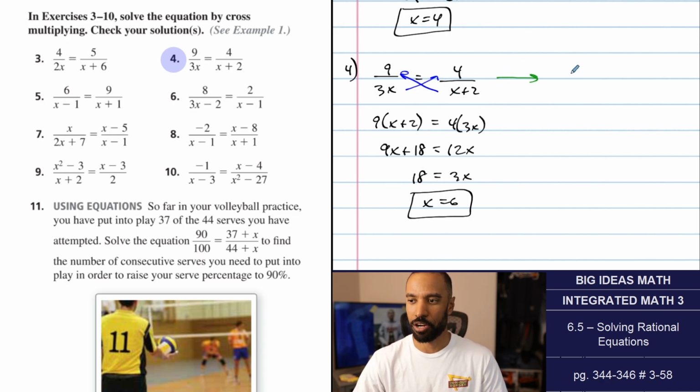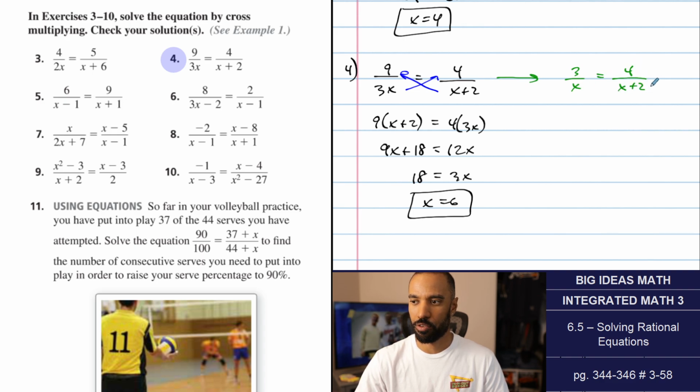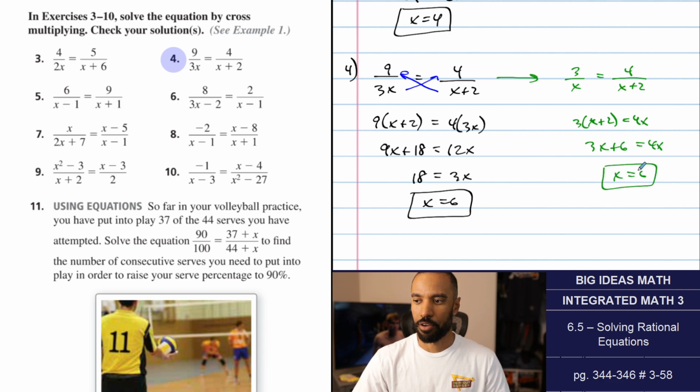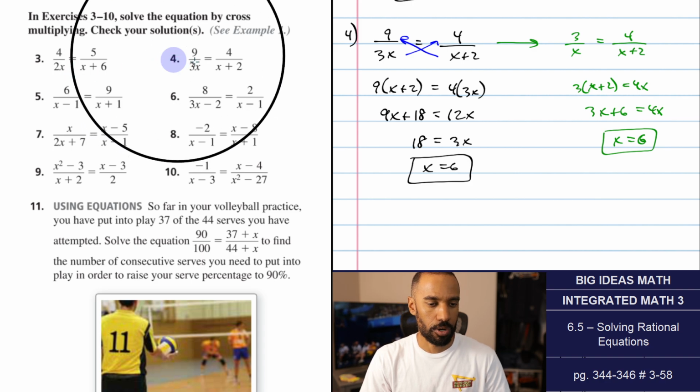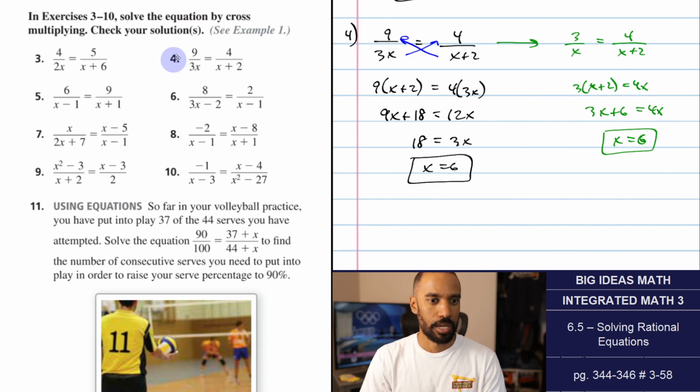Alternatively, like I said, 9 over 3 is 3, so this could be rewritten as 3 over x equals 4 over x plus 2, and then when you cross multiply there, you get 3x plus 6 equals 4x, and now x equals 6. I don't know if that's less steps or not because I didn't have to copy down the problem again, but you still get x equals 6 regardless. Number 5.